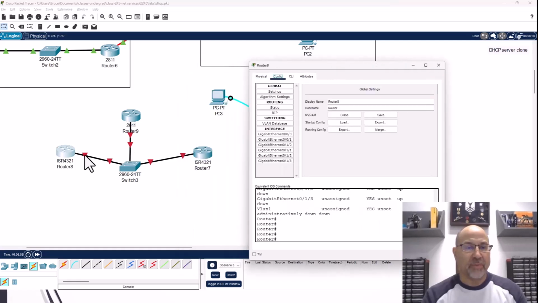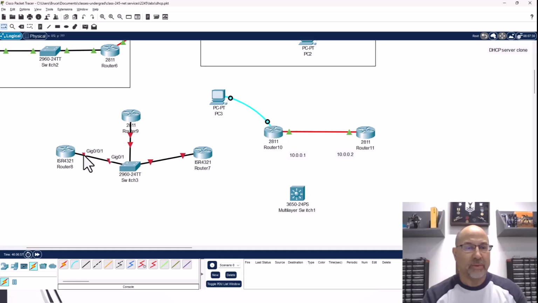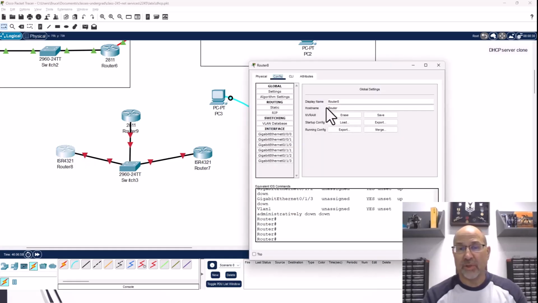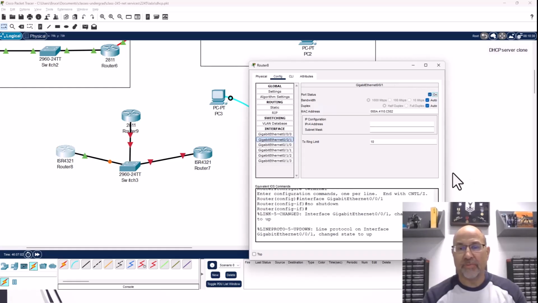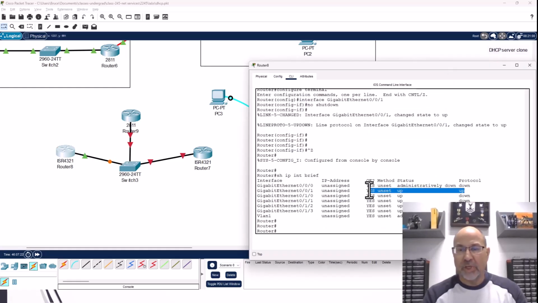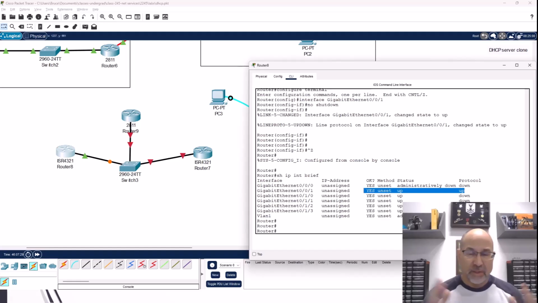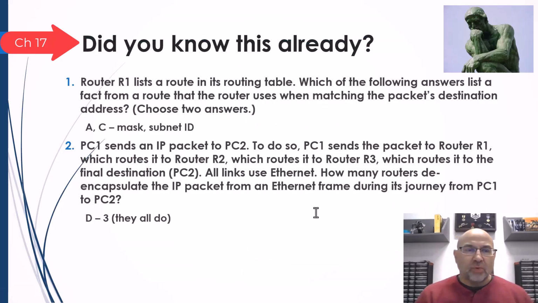If I was to simply bring this one up, right, gig 0/0/1, right here, just bring this up. So that's this one here. The only change that I made was the router interface being shut down. So that's my reason for the gripe with a particular question, but it's a little detail. There we go.